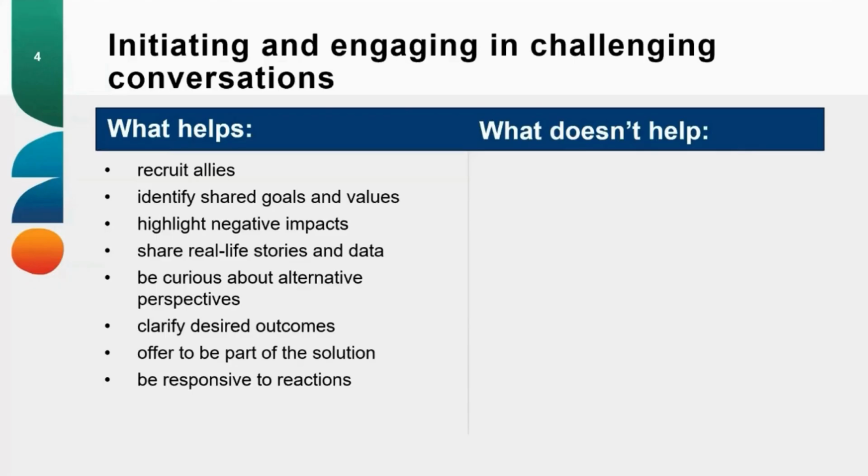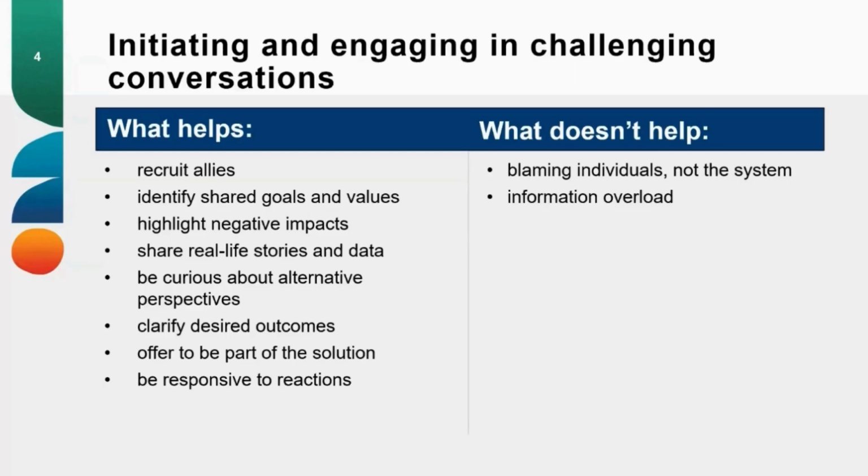Strategies we've just discussed can help with initiating challenging conversations. And you can consider avoiding the following strategies, which may be less effective. Avoid blaming individuals and not the system. If a person or group feels personally responsible for an issue, they may shut down and disengage. Focus on the issue and not the people responsible for it.